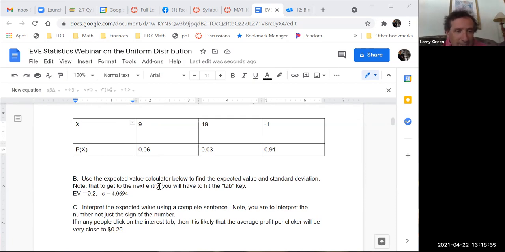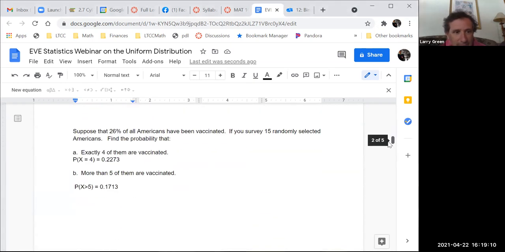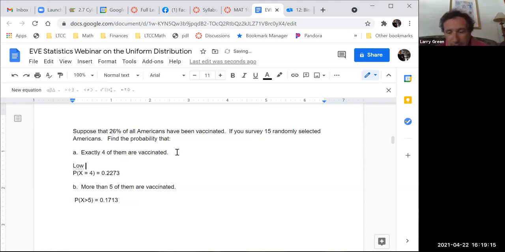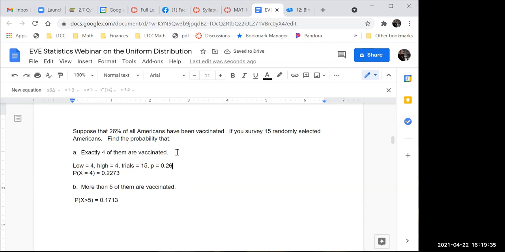And the idea here, this is more important on exams because exams are where the big points are. Hopefully I've convinced you on that. So on the exam, for example, on the one we just did, what I would do is just type in real fast: low equals 4, high equals 4, and then trials equals 15, and then P was 0.26. How long did that take me, by the way, just to type that? A few seconds. It's worth it.